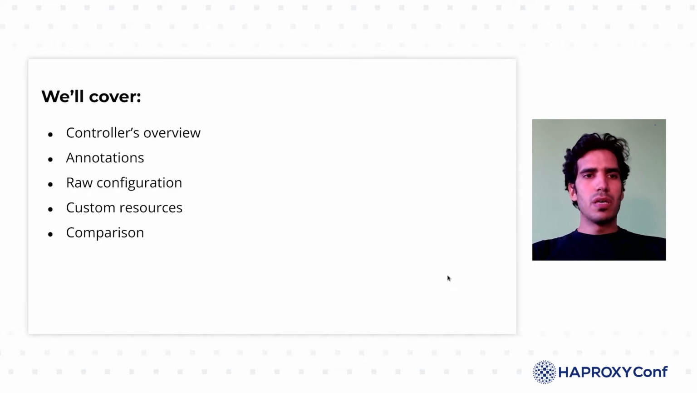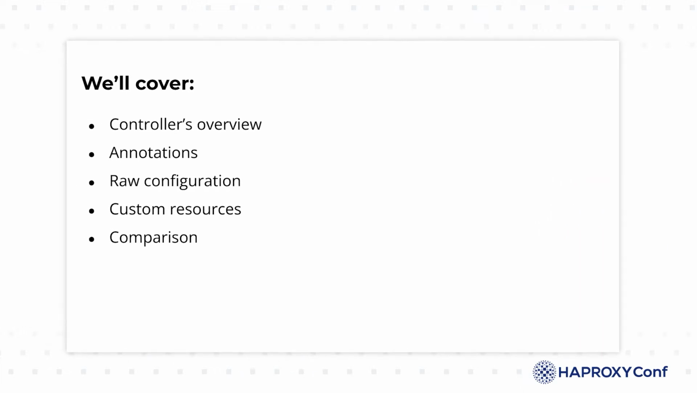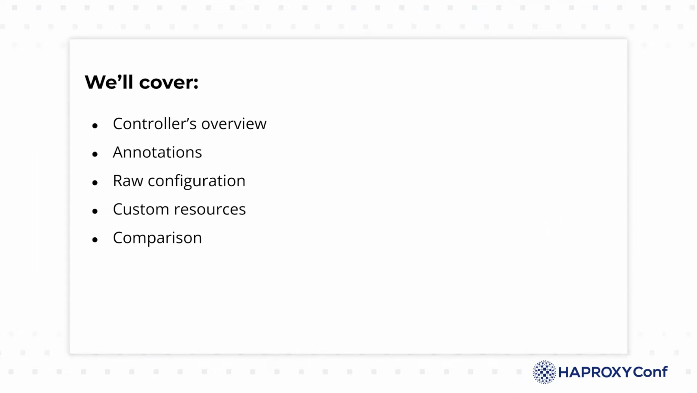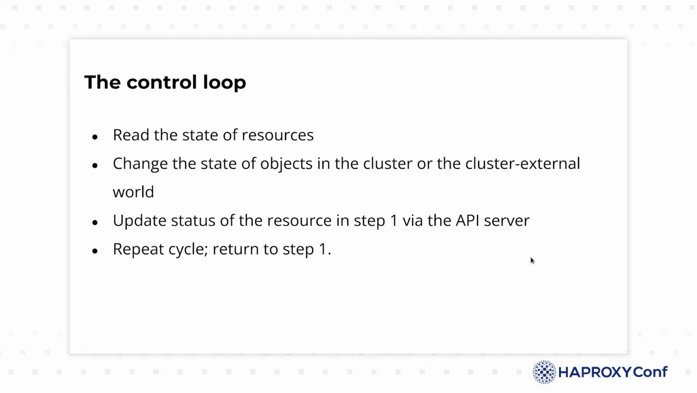So, as you may already know, the Ingress controller reacts to Kubernetes events and generates HAProxy configuration based on user input. In order to customize the HAProxy instance, multiple types of input are available. You can have annotations, raw HAProxy configuration, or custom resources. In this presentation, we will start with an overview of the controller, then we will go through the details of each input and finish with a comparison between the different types.